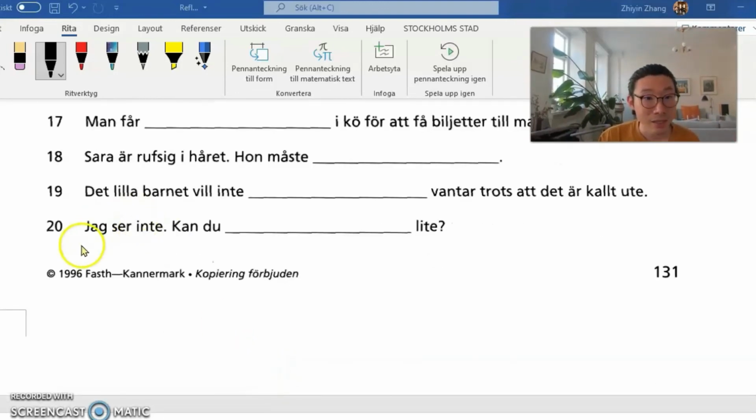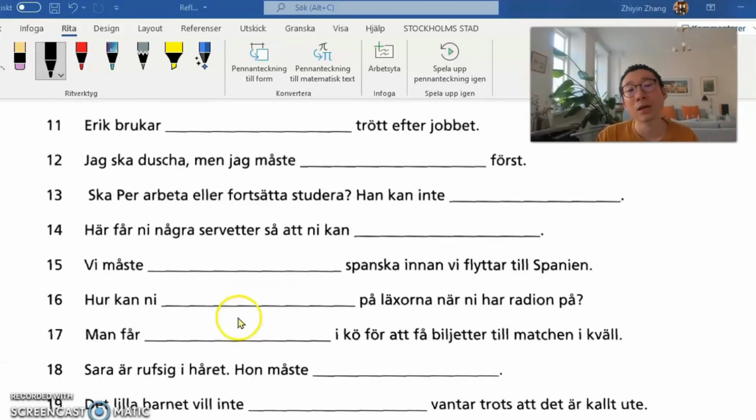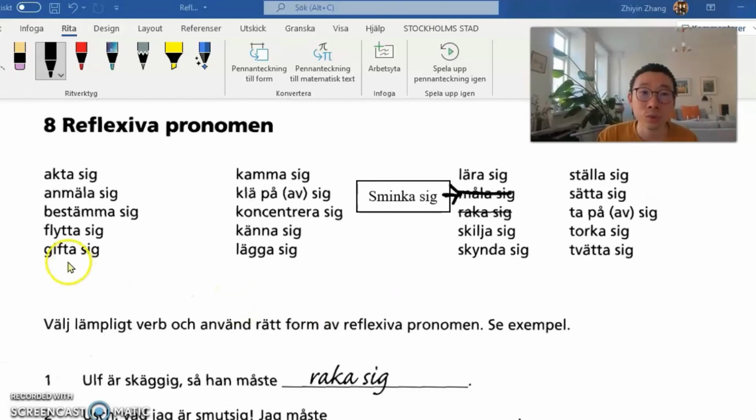Okej, sista. Jag ser inte. Kan du flytta dig lite? I cannot see. Can you move a little bit? Men på svenska, move yourself. Flytta dig. Okej, nu är vi klara med reflexiva pronomen.